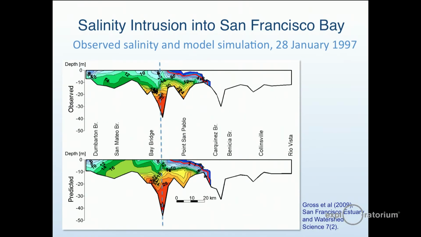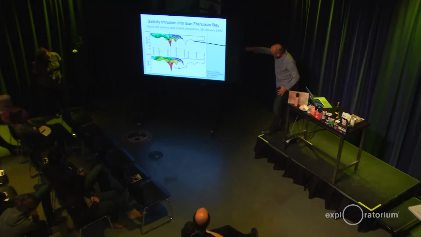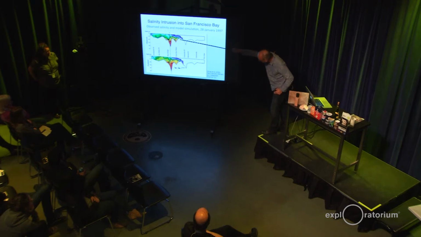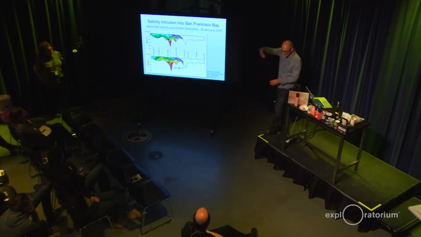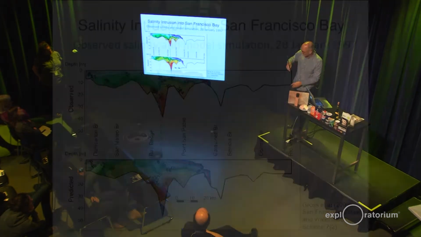Sure it does. Here's some data from 1997, January 28th. Why did I choose this? Because it's a nice picture and we had it plotted. On the top is our observations, on the bottom is a model. The dashed line is Golden Gate, and what you're looking at is a section with this being the surface and that being the bottom. There's Golden Gate. This is coming up to Rio Vista in the delta. Here's Carquinez Bridge. On the left side of that is South Bay, going right down to San Mateo Bridge, Dumbarton Bridge, down towards San Jose.